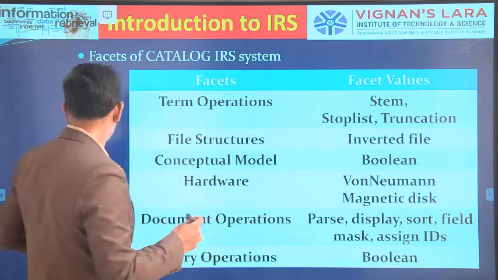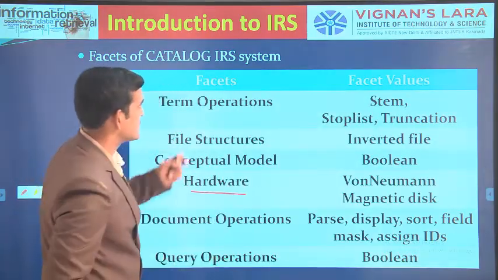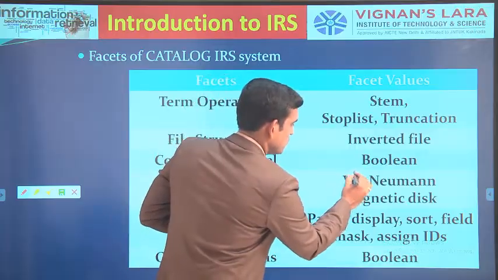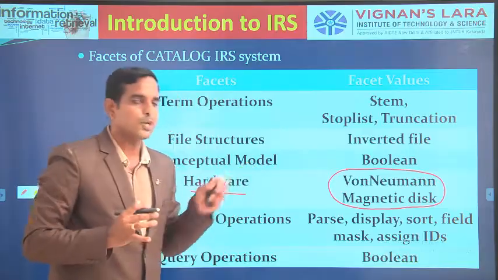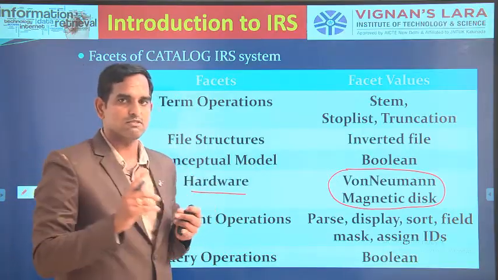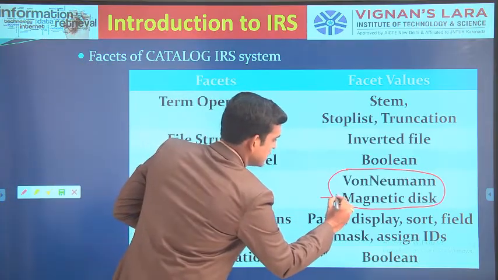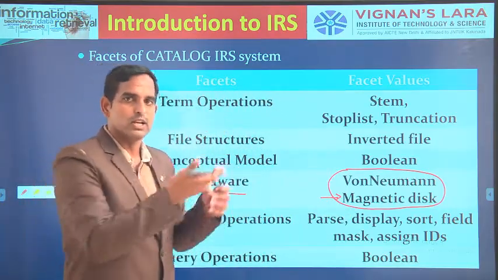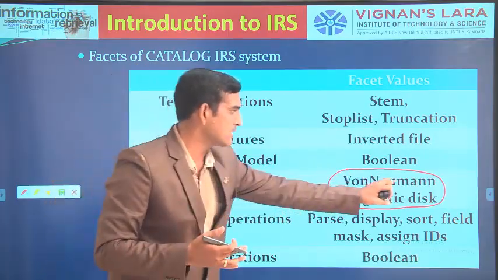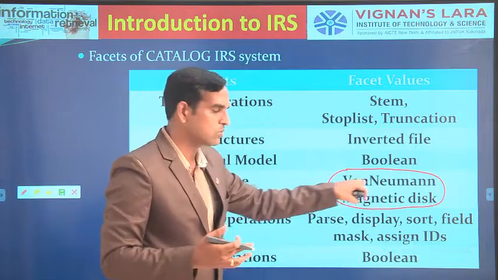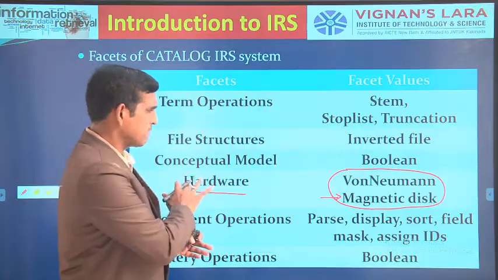So far we have covered only the hardware part. As a part of this catalog system, we are using two hardwares here. First, we are using von Neumann architecture, that is, this particular system will have only one processor. Okay, and it is implementing the magnetic disk technology. To implement the storage part, we are going to use the magnetic disk technology. To implement the speed of your system, we are going to use the von Neumann architecture. Okay, so this is the hardware part I told you.